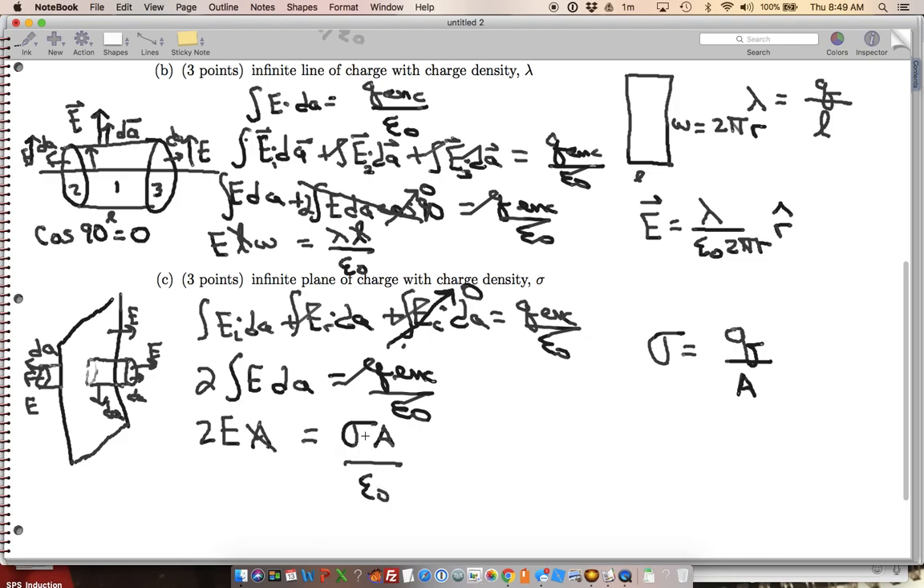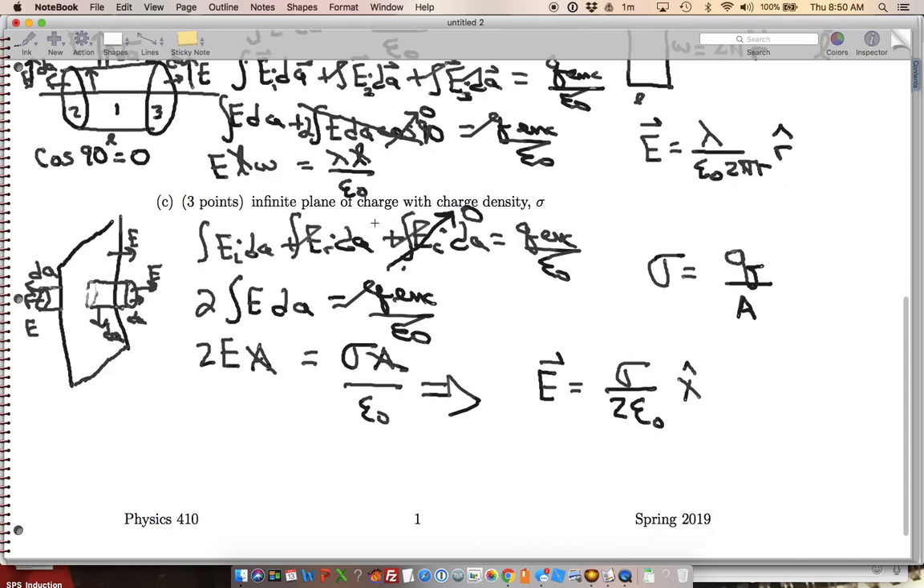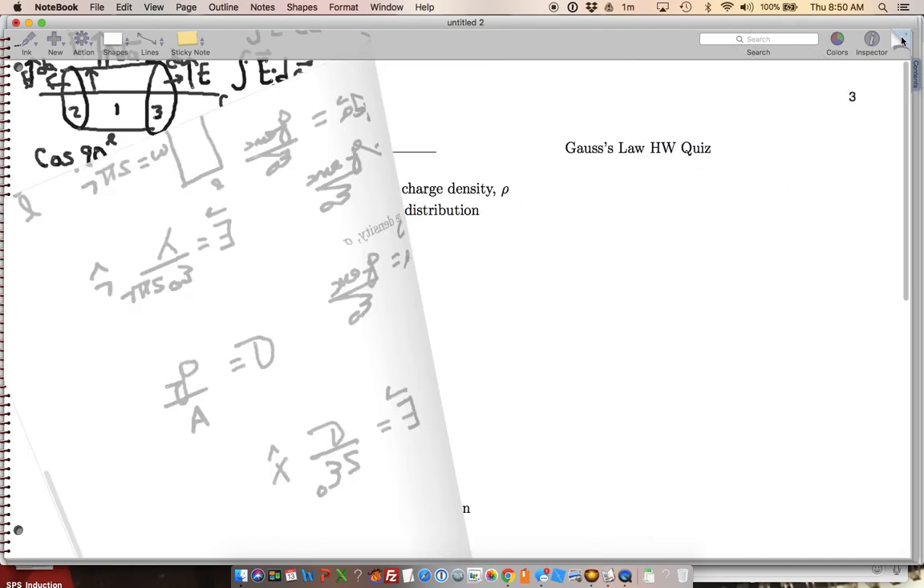So I can cancel out the A's, and this gives me E is equal to sigma over 2 epsilon naught. And it's pointing away, right? So if I consider just the right side, I would call that the x hat direction. I know it's pointing in the x direction the way I've drawn my picture here. So that's a couple of the examples, and let's go on to the next one.